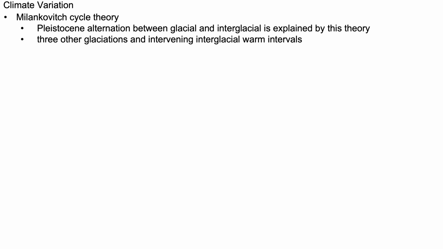One attempt to solve this problem was back in the 20s by a Serbian mathematician, Milutin Milankovic, as most Americans would pronounce it. What he looked at was the Pleistocene alternation between glacial and interglacial episodes and the timing of those alternations. He looked at three other glaciations and intervening glacial warm intervals because he didn't know about the longer-term record that Emiliani was to learn about 35 years later.